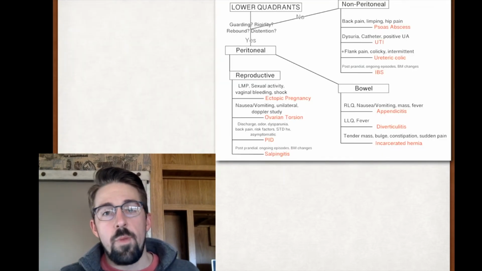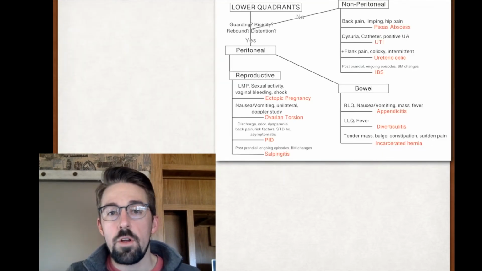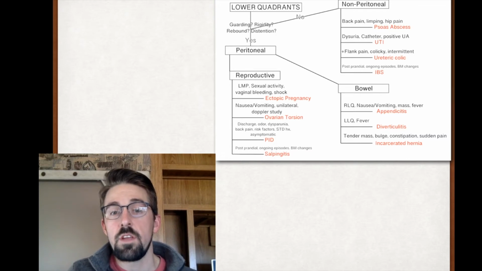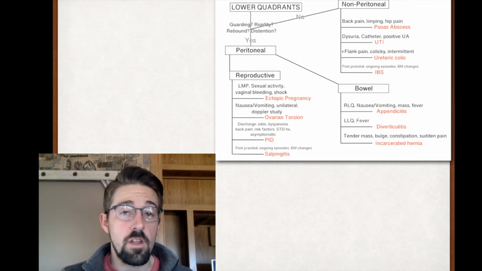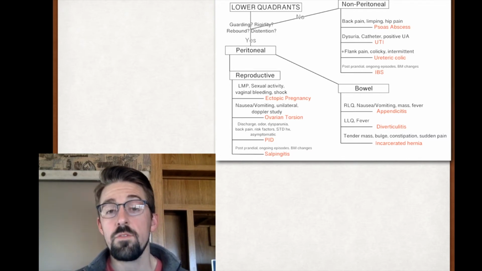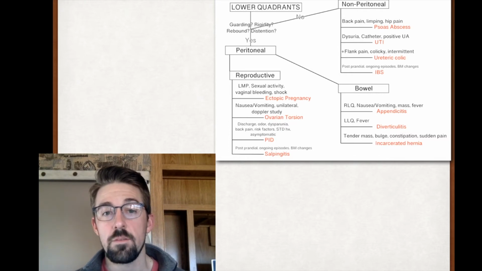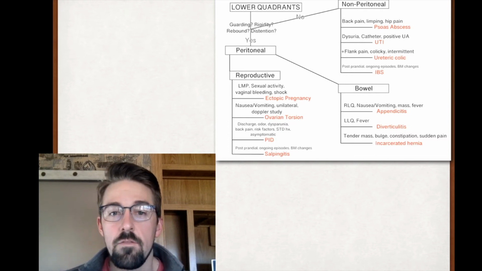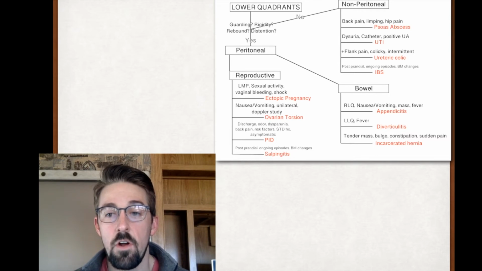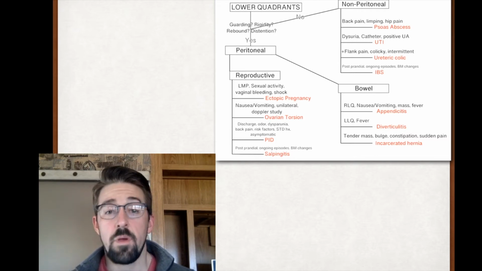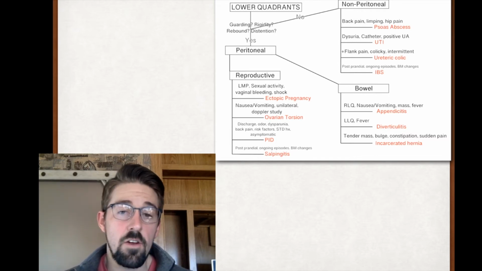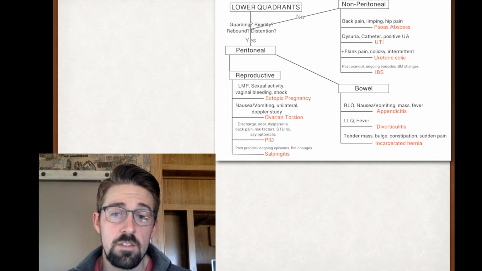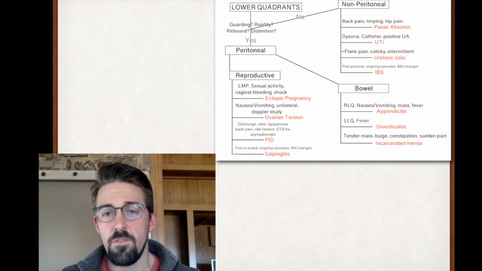This is my own format. Here we are, we're in the lower quadrants. The first thing we need to do is decide whether this is a peritonitic or a non-peritonitic pain. Once we've decided that, we break these diagnoses down a little bit differently. As you can see, for the peritonitic pains, there are 7 diagnoses. Based on their chart, there's not a great way to differentiate these with any one specific question.